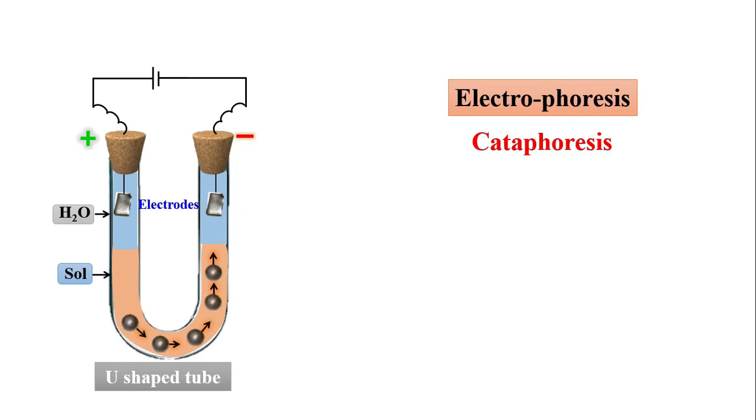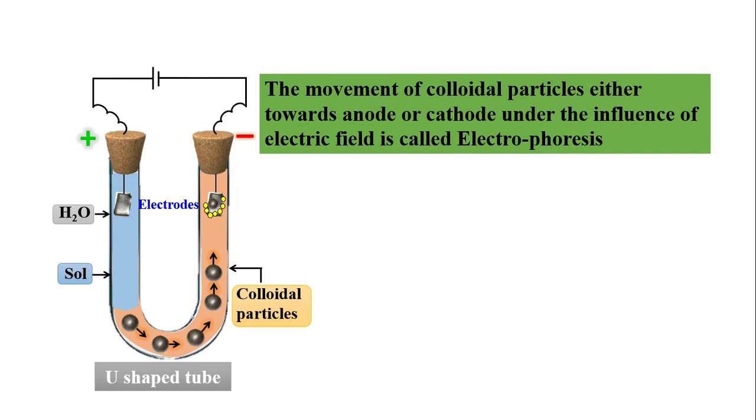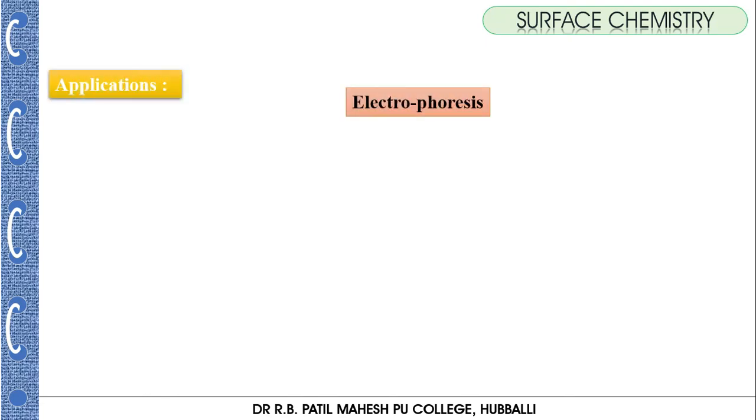Now you can see that these positively charged colloidal particles are attracted by the negatively charged electrode and deposited on it. The movement of colloidal particles either towards the anode or cathode under the influence of an applied electric field is called electrophoresis. The main application of electrophoresis is to find out the charge present on the colloidal particles. Students, they may ask you one more question: name the process that is used to identify the charge present on the colloidal particles. Then you have to answer, it is electrophoresis.